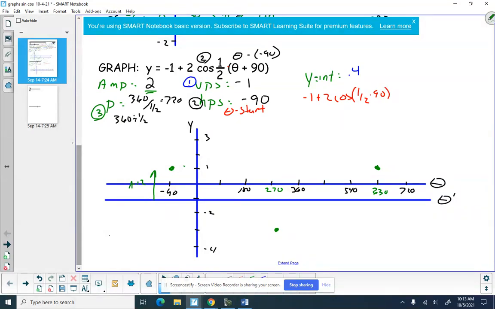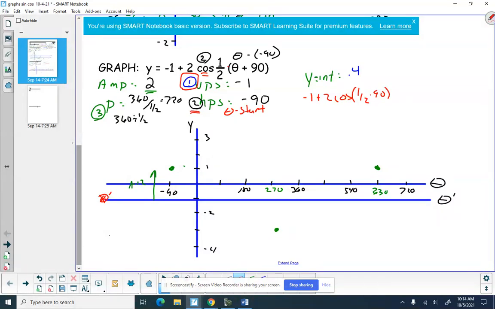We have y equals -1 plus 2 cosine of half theta plus 90. We found the amplitude, period, and vertical and horizontal phase shift. The first thing we look at when dealing with the problem is the vertical phase shift and the prime axis, so we put in our prime axis at the value of -1. The second thing is our start value and our trig function. Our trig function was a cosine, so we start at either peaks or valleys. Our theta start value is -90.